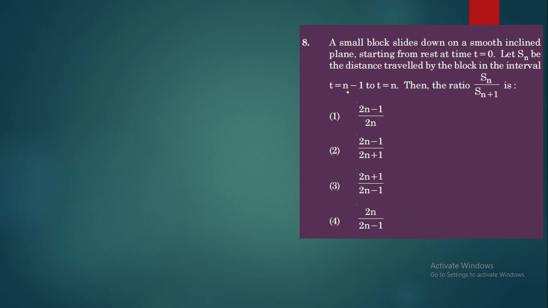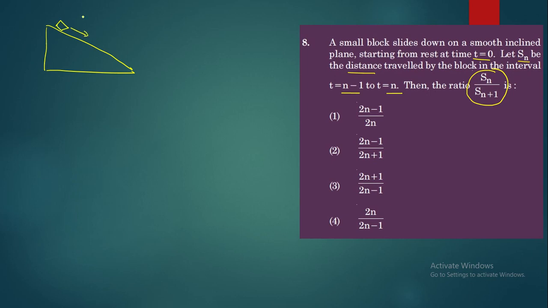This question tells that there is a small block sliding down a smooth inclined plane starting from rest at t equal to 0. Then it defines Sn. What is Sn? This Sn is the distance traveled by the block in the interval between n-1 and n, and we are supposed to calculate the ratio of this corresponding distance. Okay, so the block is sliding down, it is like this.